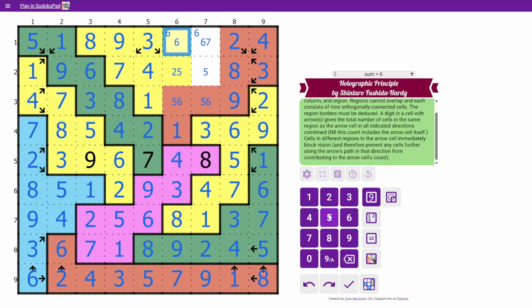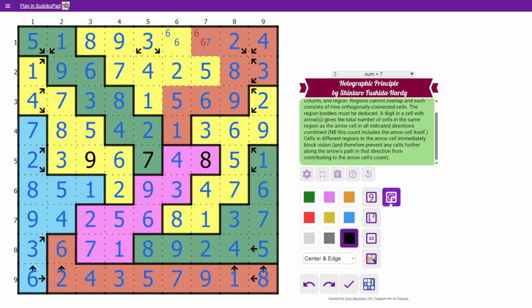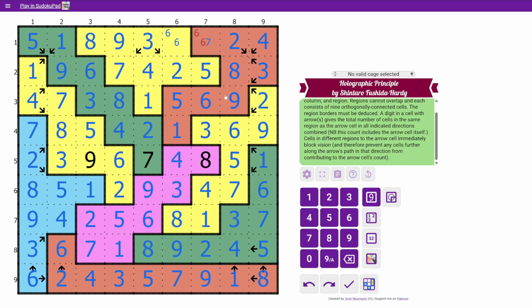All we have left to do here is figure out where this is yellow for the 5. This will have to be red for the 7. And let's not forget to draw our borders. That should do it now.